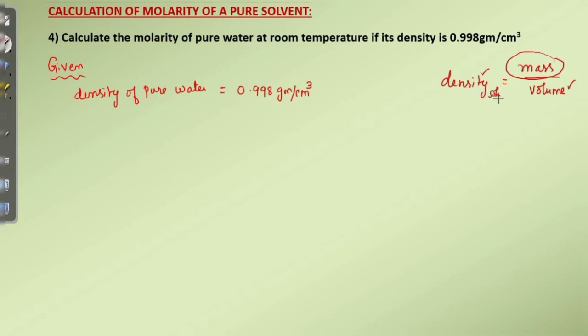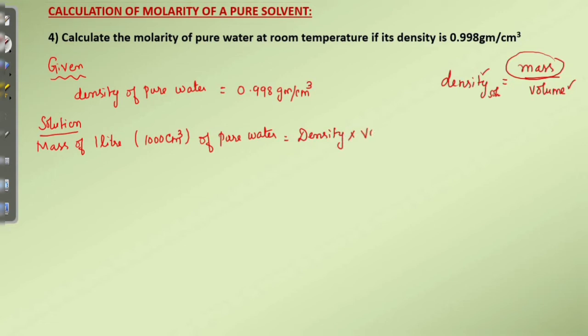So now we are going to find out the mass of the pure solvent, that is water, okay? So now write like this, its mass of 1 liter. 1 liter is nothing but 1000 centimeter cube, okay? So we are going to calculate the mass of 1000 centimeter cube, that is 1 liter of pure water, that is equal to density into volume, okay? So mass of 1 liter is equal to density, what is the value?